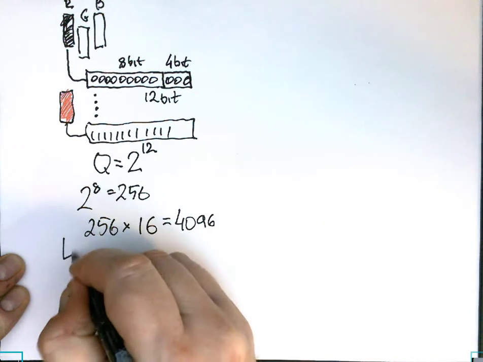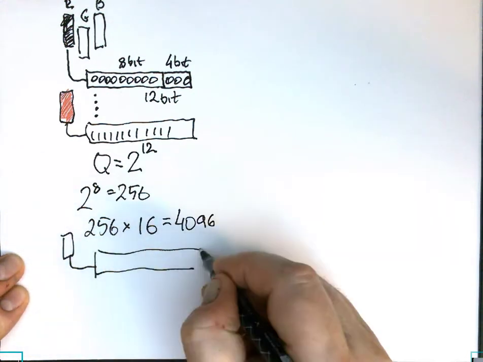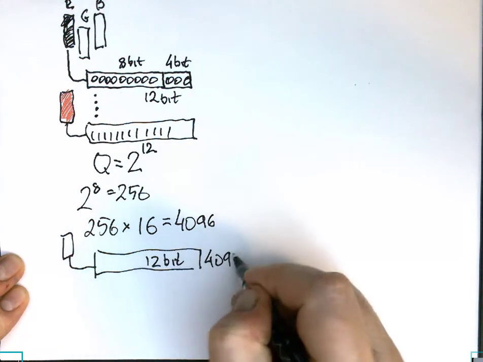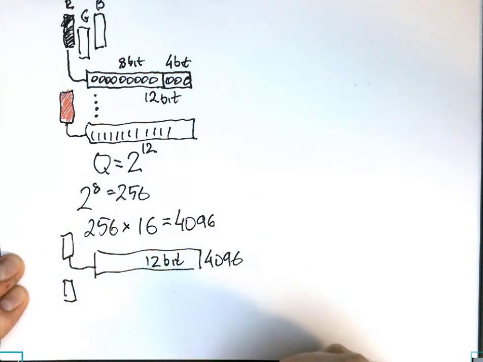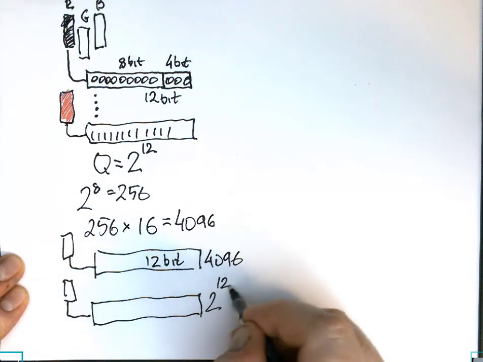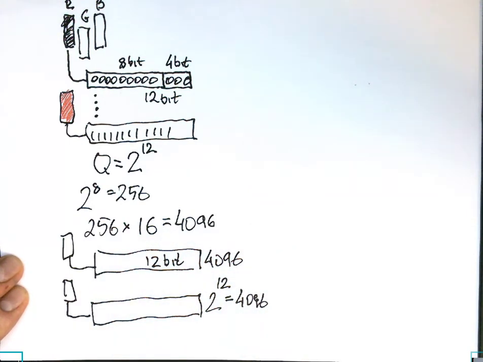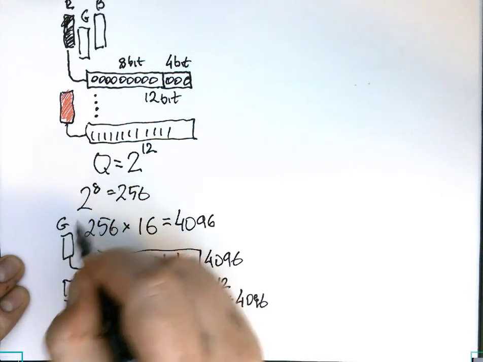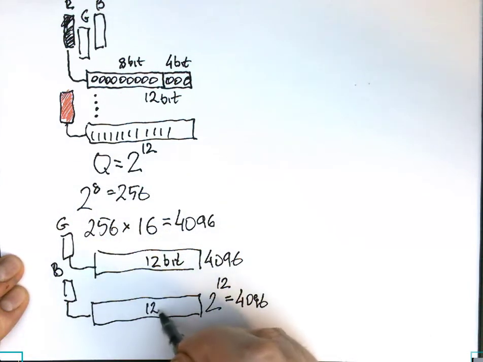Folks, we make the same for the green. That will be a separate 12-bit, the same 4096 combinations. And for blue, that will be the same, 2 to the power of 12, which is 4096. So to calculate, that will be for green, that will be for blue.